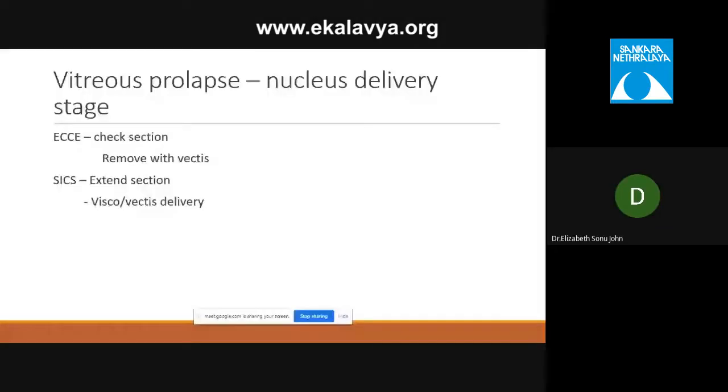So the main point here is not to apply force into the eye trying to deliver the nucleus. And since there is already a PCR, it should not enlarge, and there should not be a nucleus drop.